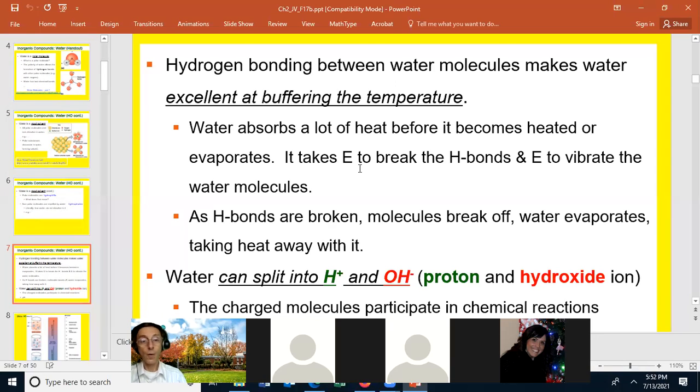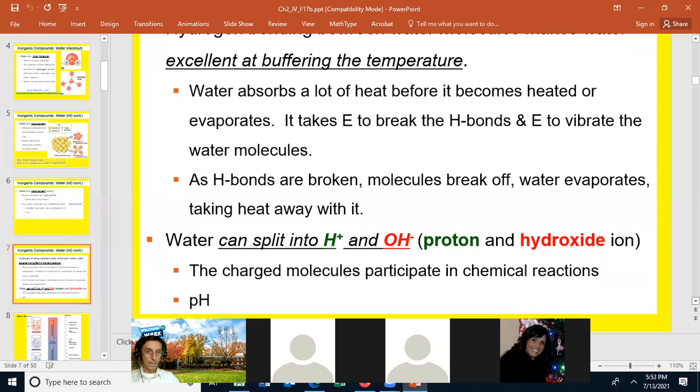All right. Water can split apart, and when the water molecule breaks apart, it will break into a hydrogen plus ion, meaning a proton that lost its electron. The electron will be on the OH group, and it'll have a negative charge, and then the hydrogen has a positive charge. The charged molecules can then participate in chemical reactions.